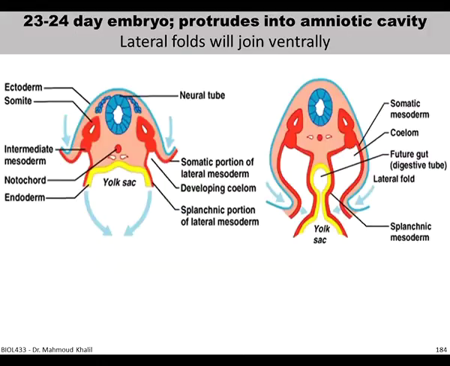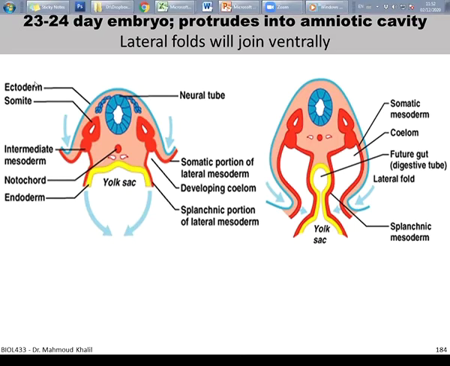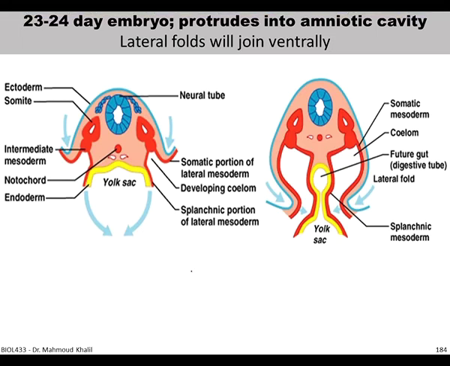As we said, on day 23 to 24, the embryo starts to protrude into the amniotic cavity, and the lateral folds of the embryo will join ventrally. So you can see here the structure is well developed by day 24, and you can see that the mesoderm is well differentiated into the 3 main regions we described before, and the lateral folds start to migrate ventrally and go around the yolk to form the lateral plates and the coelomic cavity, to form the rest of the embryo.